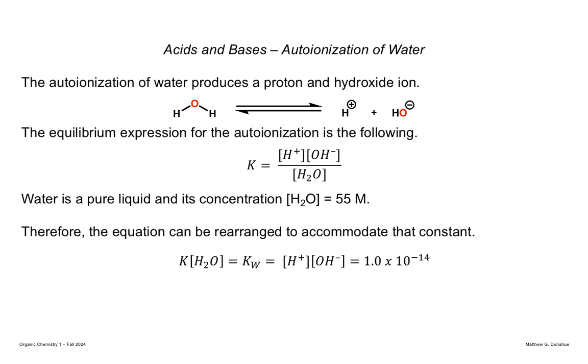So here again is the equilibrium expression K. That 55 molar gets shoved into the K term because it's a constant. And so essentially, K of water, we call that Kw, is equal to those two concentrations, and then it's set to 1 times 10 to the negative 14. So that should sort of be familiar to you from acid-base chemistry and the pH scale. So the 14 is sort of our bracket for pH.